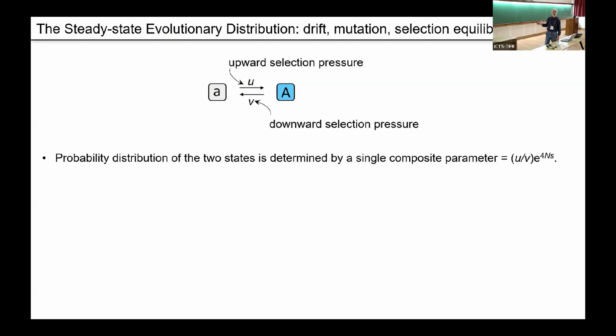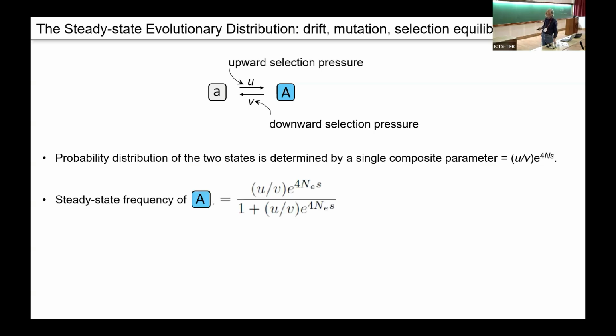It's just a function of 4 times the effective size times S. So that's the ratio of fixation probabilities, and this is the ratio of mutation, introduction of variation. And you can solve this, and you get this for the steady state probability of the big A allele.